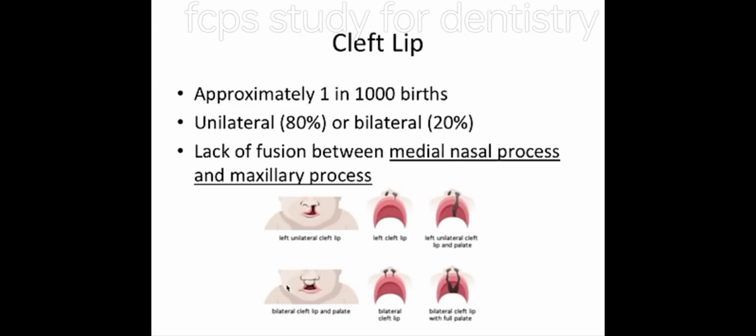We're going to talk about cleft lip, approximately 1 in 1,000 births, so relatively rare. Unilateral is about 80% of the time, whereas bilateral is only about 20% of the time, so you're going to see unilateral more often with cleft lip. And most importantly, this is a lack of fusion between the medial nasal process and the maxillary process.